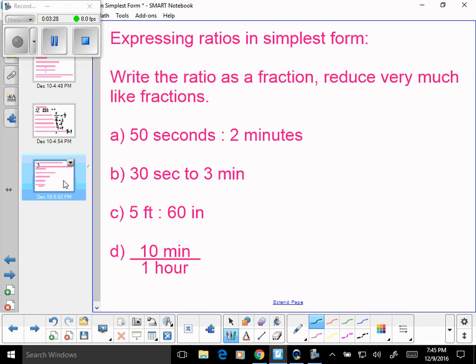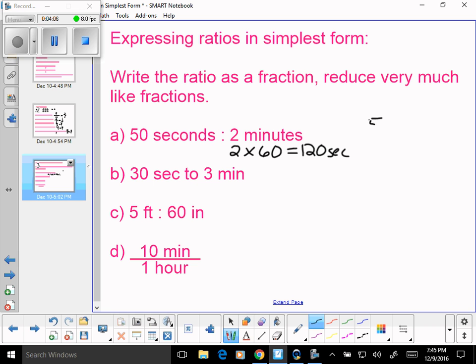Now, expressing them in simplest form can be a little tricky, because sometimes we are going to be asked to use quantities. And in this case, they are asking us to compare seconds to minutes. We really can't do that. We're supposed to compare seconds to seconds. So we are going to have to convert 2 minutes into seconds. We would do that by taking 2 times 60, since there are 60 seconds in 1 minute. That would give us a total of 120 seconds.